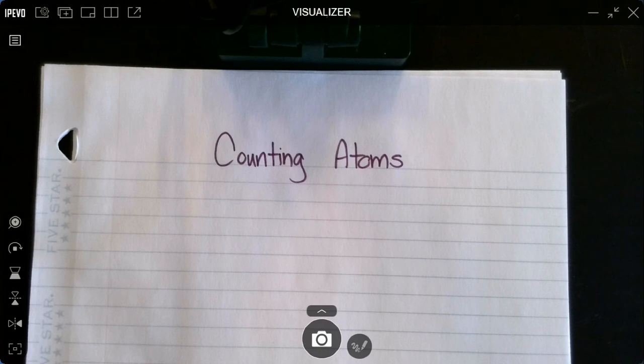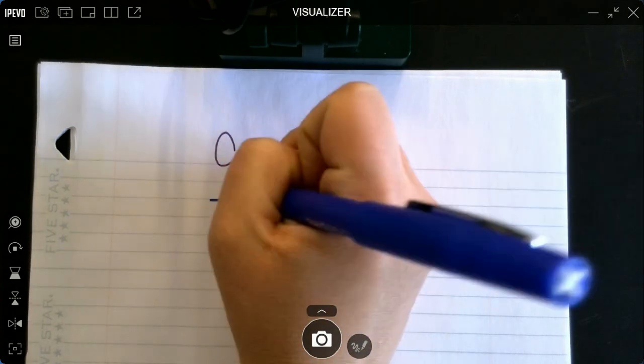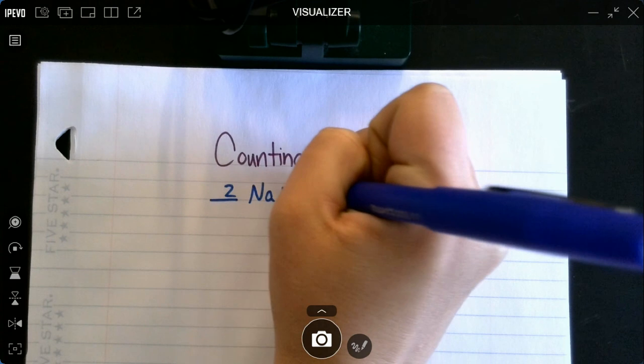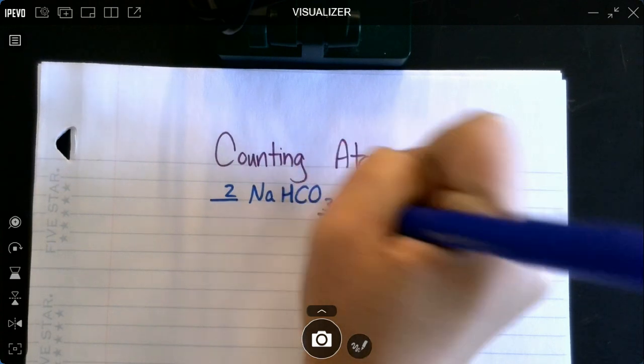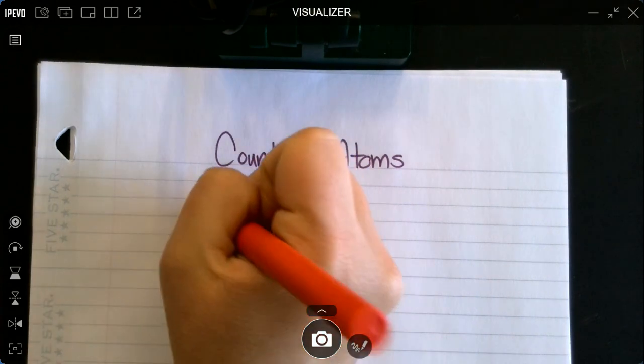How to count atoms. If you did the readings yesterday, it should help you. But let's go through the basics. So I have a molecule here. There are two parts to this. There's what's called the coefficient.